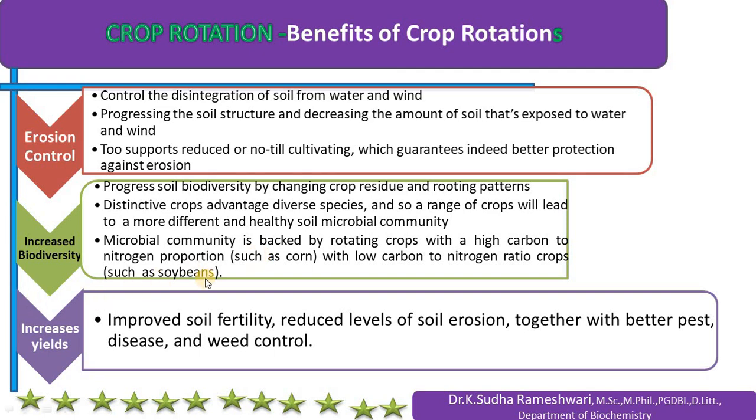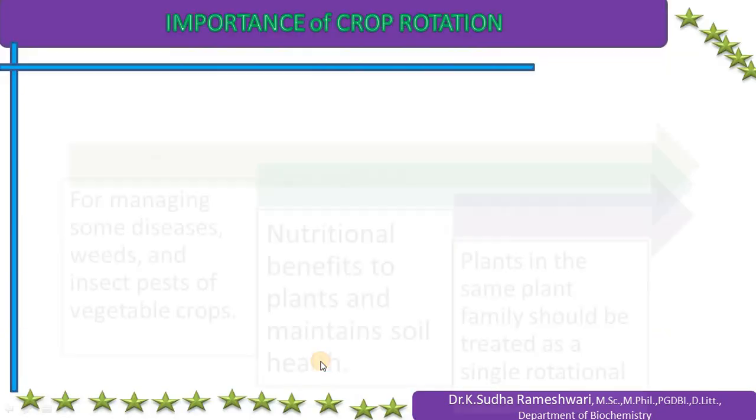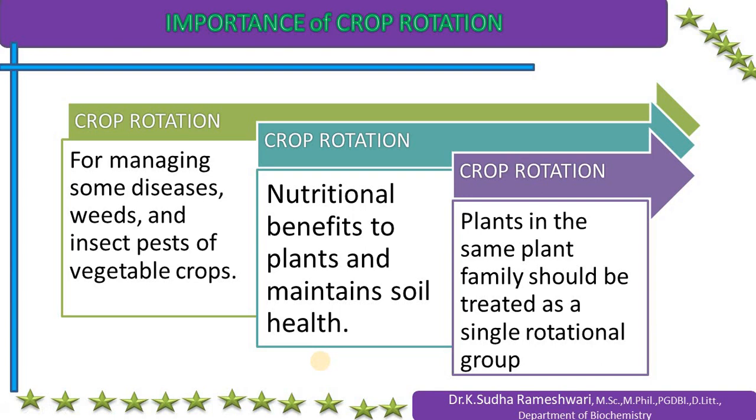Increased yield. Crop rotation increases yields as a result of improved soil fertility, reduced levels of soil erosion together with better pest, disease and weed control. Next is the importance of crop rotation. Crop rotation is an important strategy for managing some diseases, weeds and insect pests of vegetable crops. Rotating crops also provides nutritional benefits to the plants and maintains soil health. Plants in the same plant family should be treated as a single rotational crop.